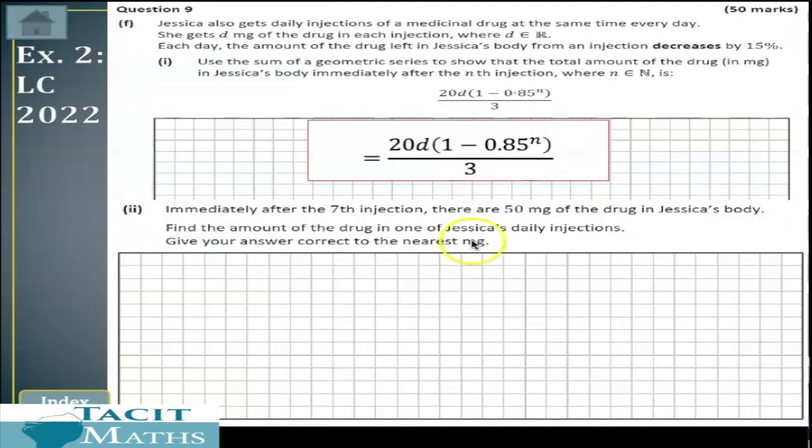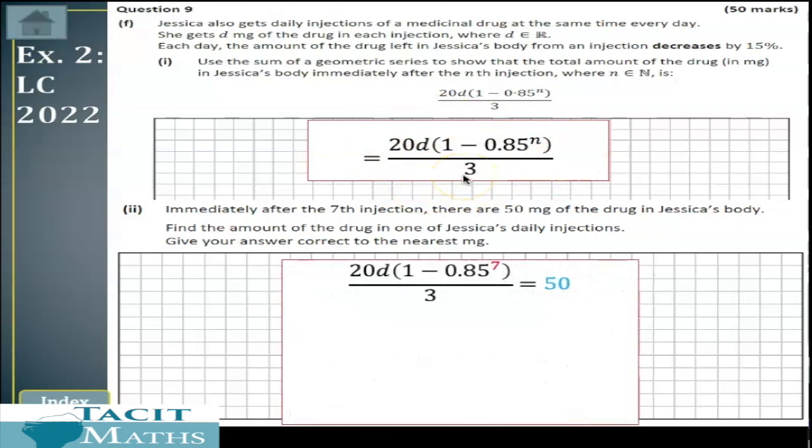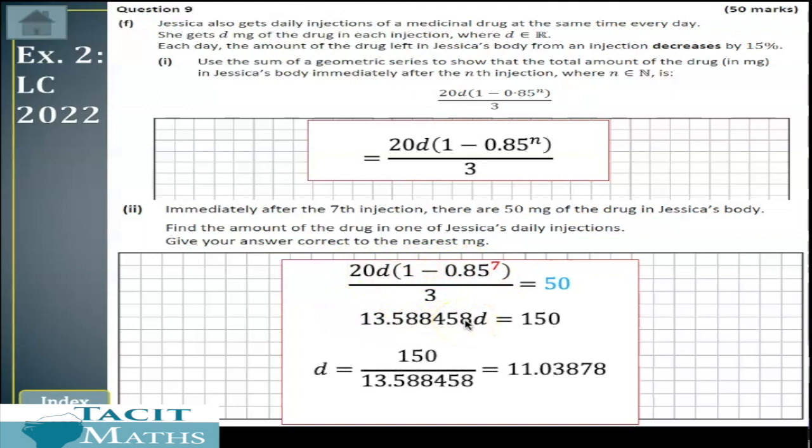And then part 2, very simple. We're using this formula now to say after the 7th injection, there are 50 milligrams in our body. So find the amount of drug in one of Jessica's daily injections. Again, it's a very simple application of this formula, but you're putting it equal to 50. So after 7 injections, it's 50 milligrams. Now we just solve for D, and this is a lot easier than it looks. You can multiply across by 3 and simplify all of that, which comes out as this. When you divide by 150, you get 11, and it's to the nearest milligram. So your answer is 11 milligrams.